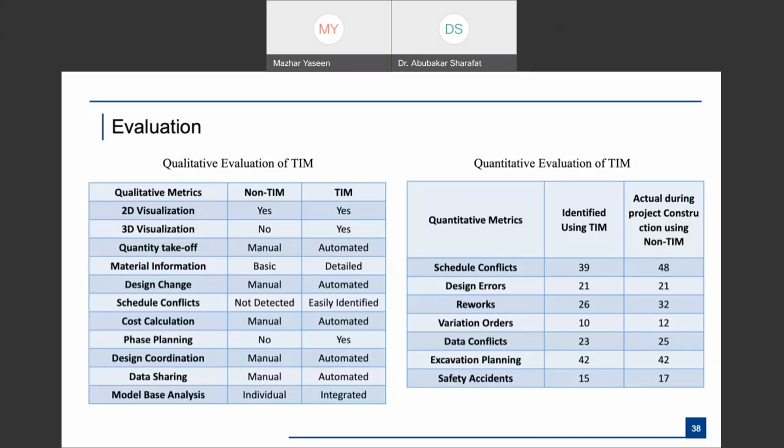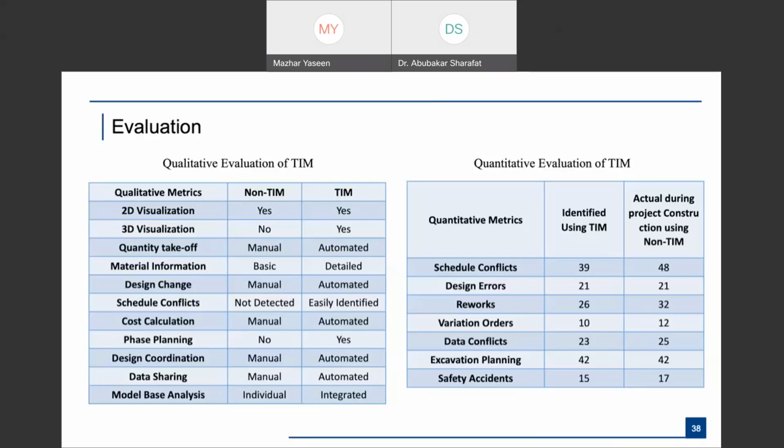So we can evaluate this through a qualitative and quantitative study on this case study. This was more of an academic case study in which we were trying to establish how effective BIM is for the tunneling industry. You can see that the scheduled concept count was 39, while what actually happened in the project was 48. So 48 were encountered and they were not detected before. So this is an evaluation of the different things.